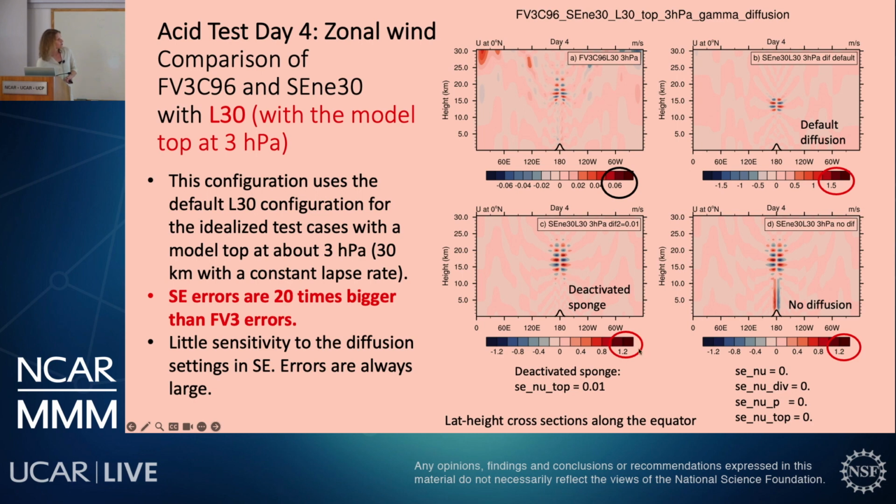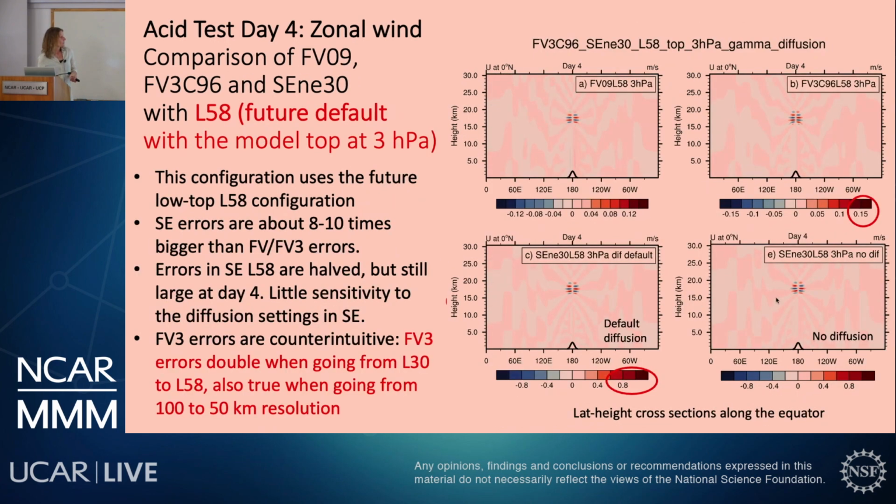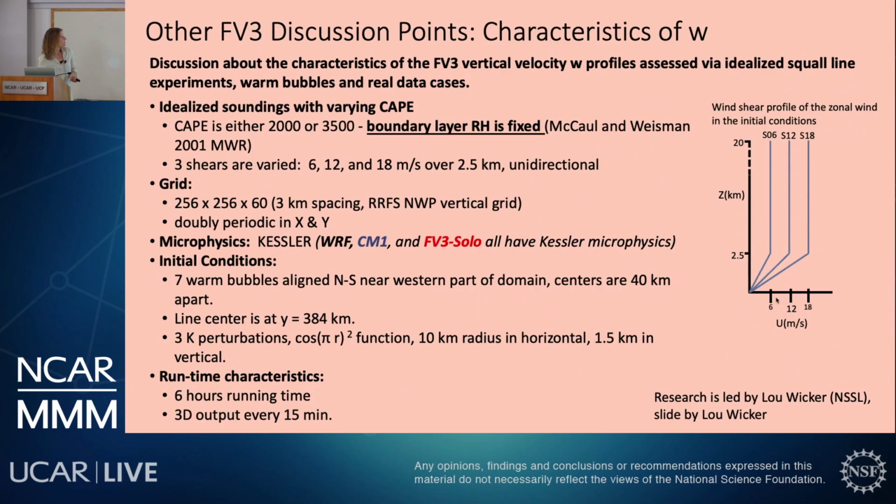So we have a huge error, now 1.2 meters per second, here in the spectral element model. It's even more in the default configuration, 1.5. And again, we are just experimenting a little bit with diffusion settings, so I changed a couple of the namelist parameters, but it's not going down that much. So SE actually is pretty horrible at keeping this initial state stable. We think it's a pretty accurate model, keeping the Lamb wave around, but not in this measure.